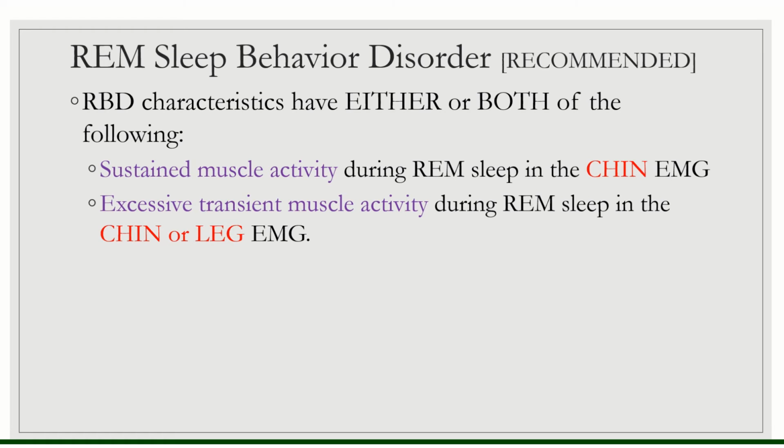We're only looking at the chin leads. If we're looking at excessive transient muscle activity during REM, we've got to look at the chin channel, and we've got to look at the leg channel. Well, chin or leg. Let me clarify that. Excessive is the only one that could be either in the chin or leg channel. Sustained muscle activity is only in the chin. Make sure that you know that for the test.